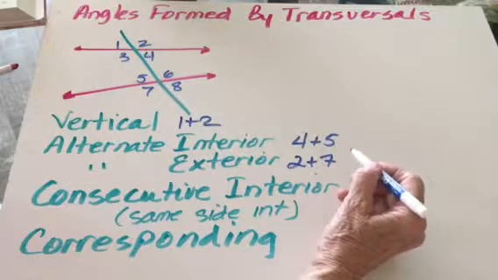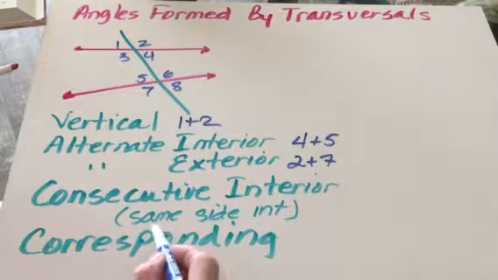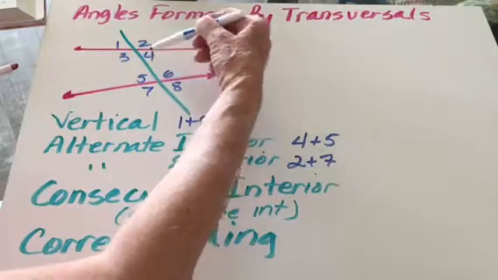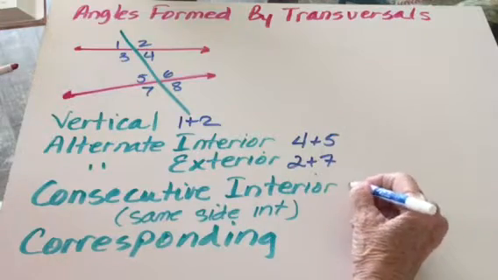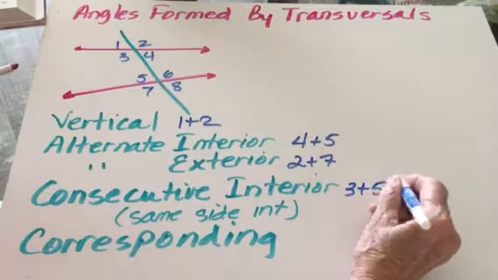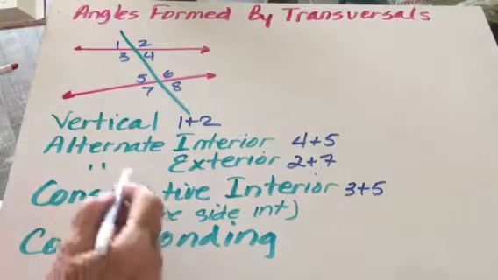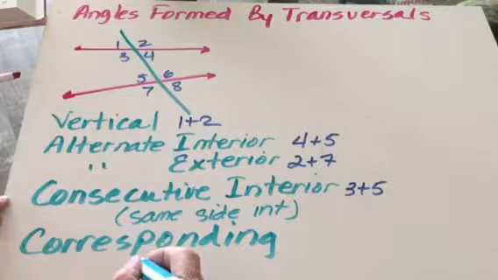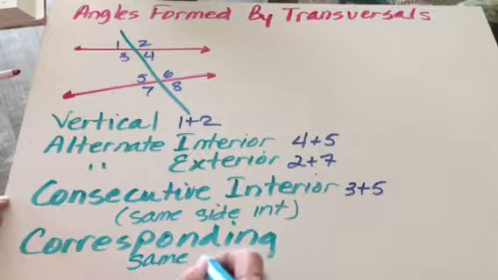All right. Now, consecutive interior means the same side interior angles. So, for example, on the same side we have 4 and 6 or 3 and 5. I'll just say 3 and 5. Okay? And then we also have corresponding. Corresponding means same, I should write this down if you can see it. Do I have room? Same position.